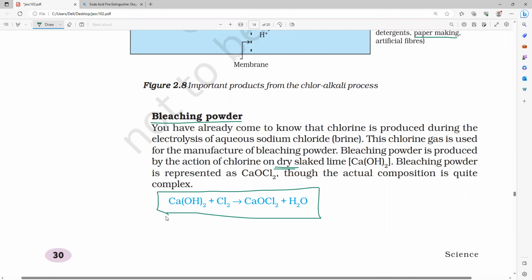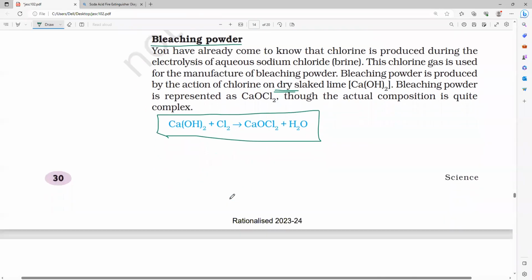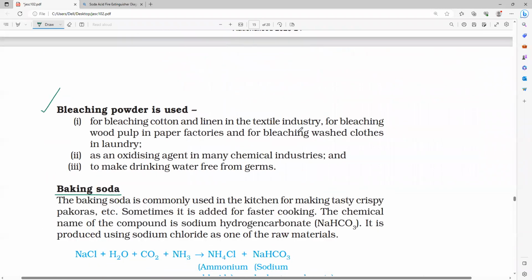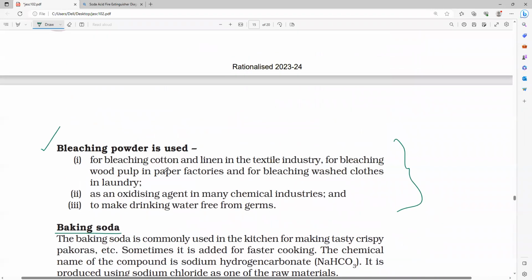Thank you, everybody. So this is what it is about. Anyone having any problem, you can ask me. Read it perfectly. The uses you will also understand; I will tell you a little bit more about the uses. Now go to Google and look up bleached cloth and unbleached cloth. You can see the difference. The remaining things are very simple.